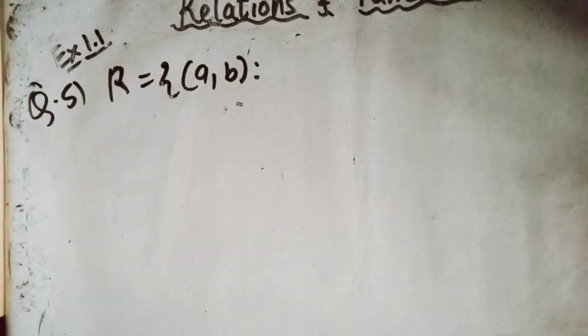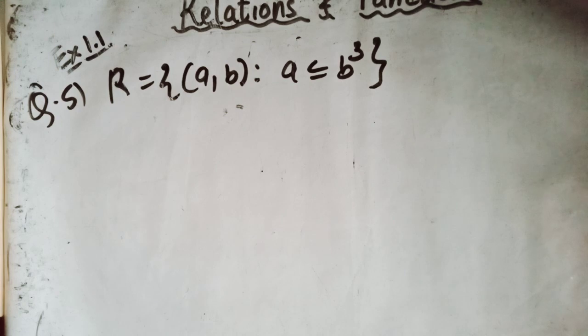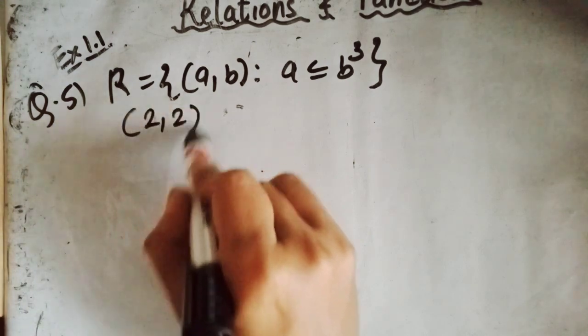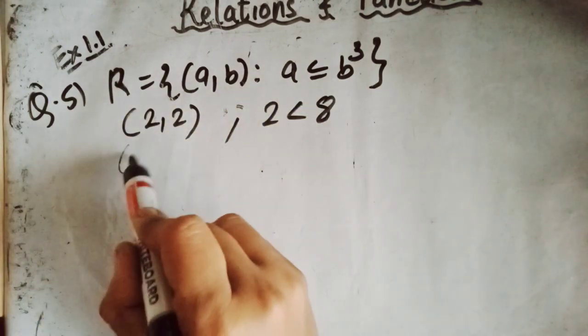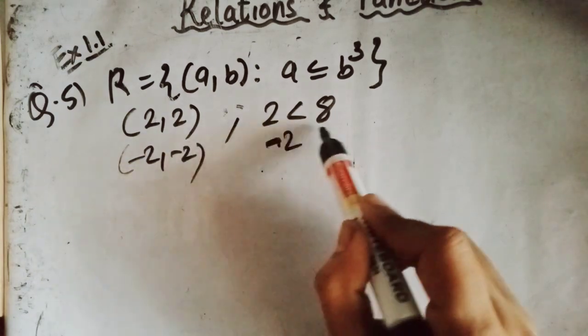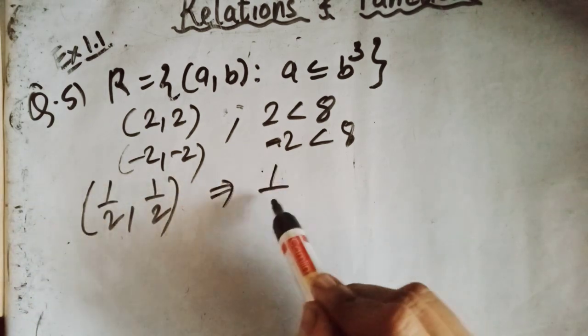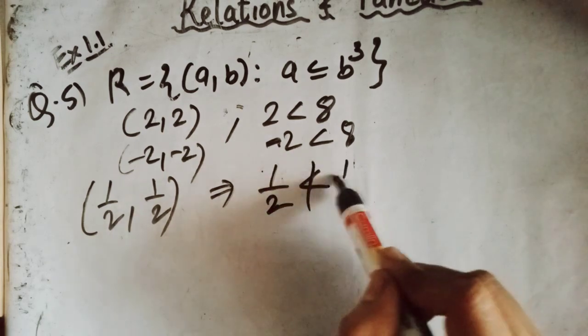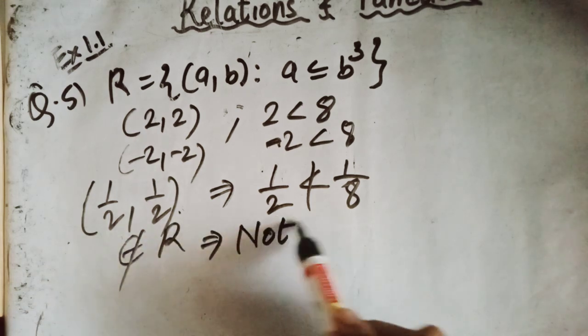Okay. Question number 5. Here a is less than or equal to b cube, it is given, and it is defined on the set of real numbers. Okay, so you can do it as we have done for a less than or equal to b square. Okay, so if I take (2, 2), then 2 is less than 2 cube, which is 8. Okay, this is true for natural numbers. (-2, -2) also, it is true, less than 8. If I take (half, half), then half, 1 by 2, is not less than 1 by 8. Okay, so this does not belong to R, so we say that it is not reflexive.